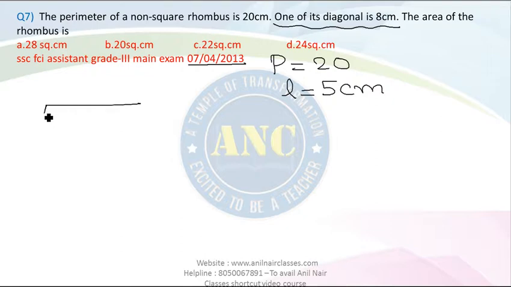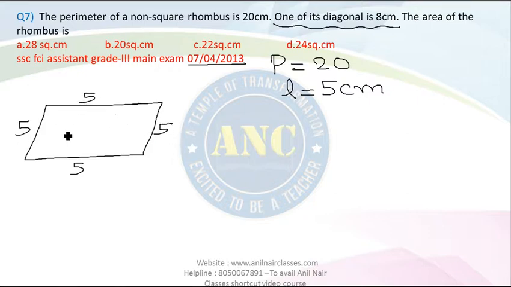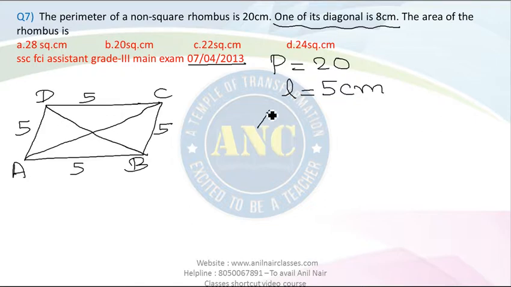Okay, let me draw the diagram for your better understanding. Every side is 5 centimeter. This is 5. Each and every side is 5. Beautiful. Let me name it as ABCD. Now, the question says one of its diagonals is 8 centimeter. You take any diagonal of your choice, sir. Find the area of the rhombus. Now, area of the rhombus is D1 into D2 divided by 2. One of the diagonals is known. I don't know the value of the other diagonal. Let us find it right away.